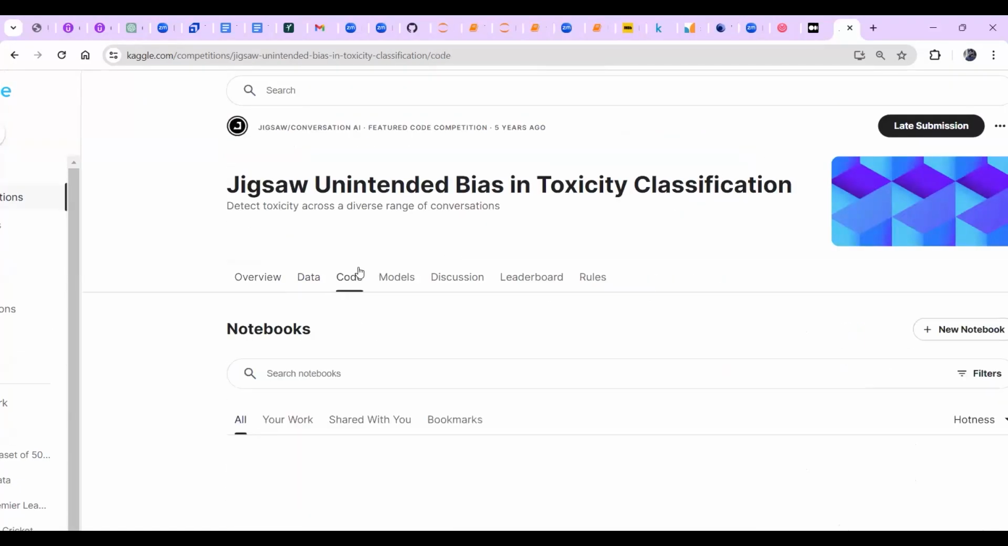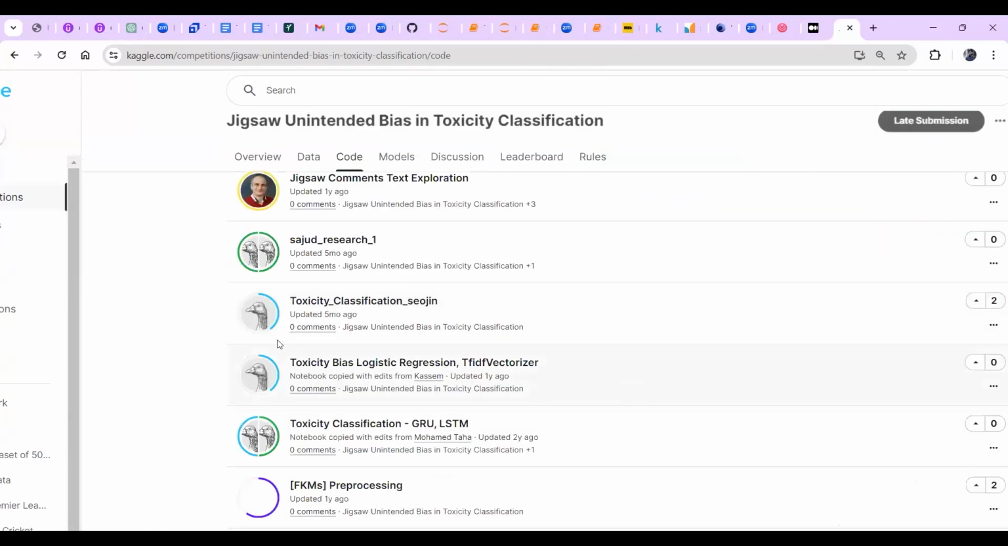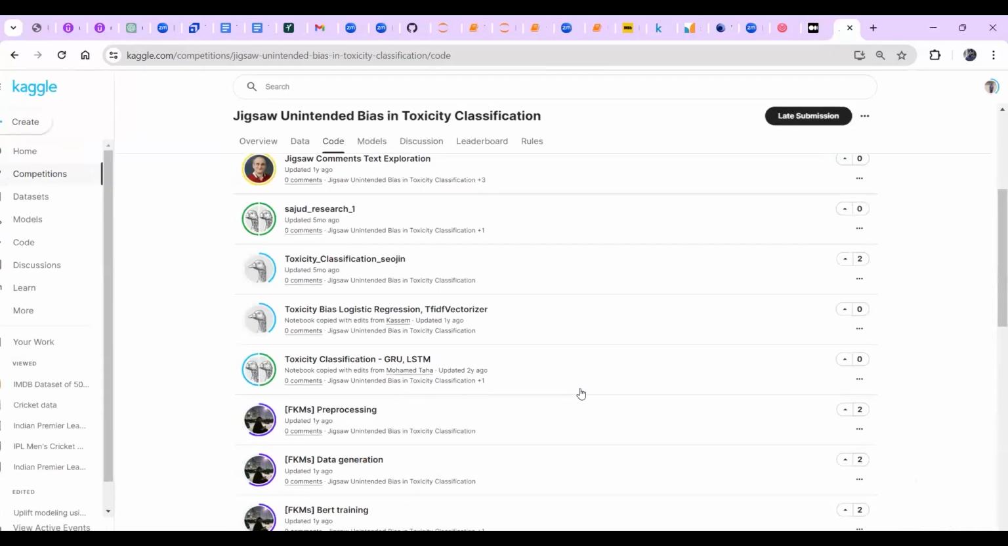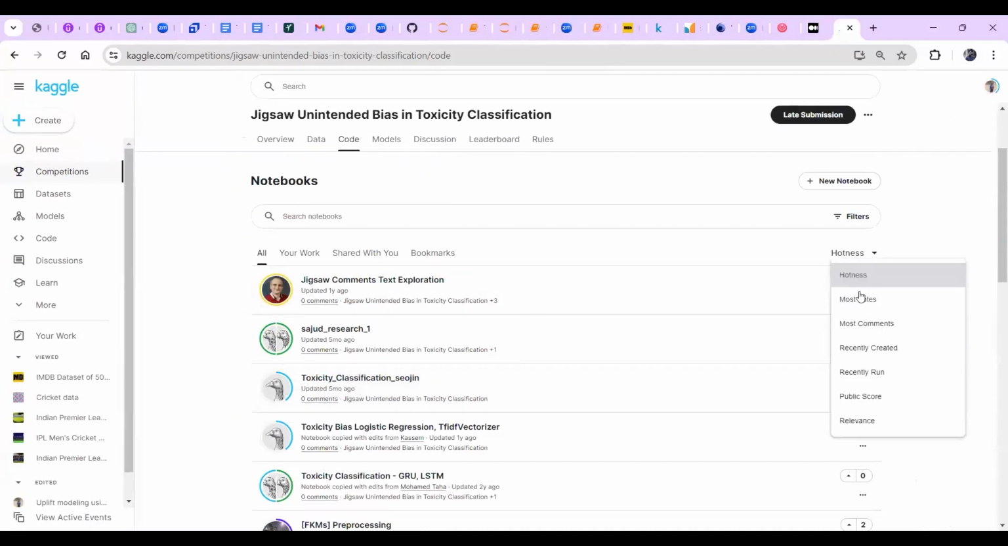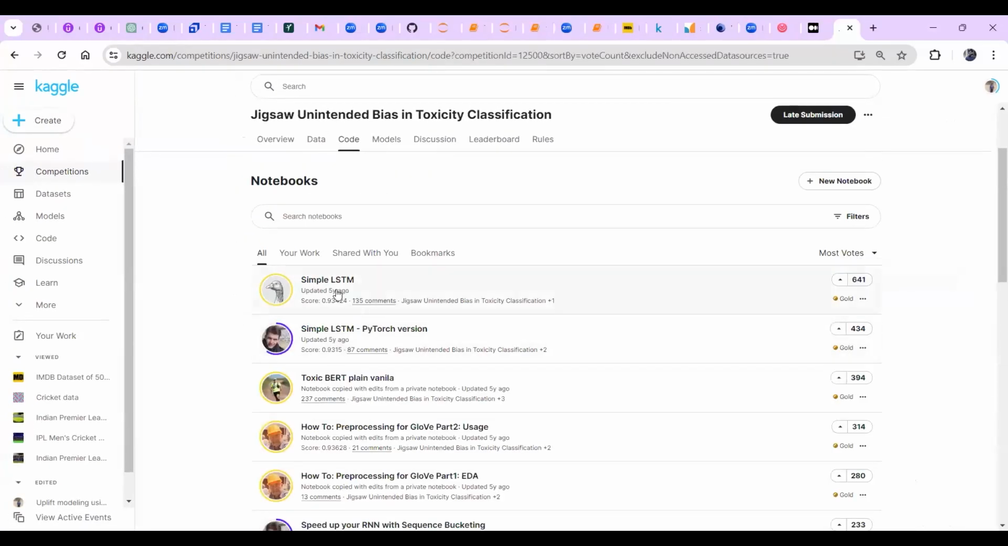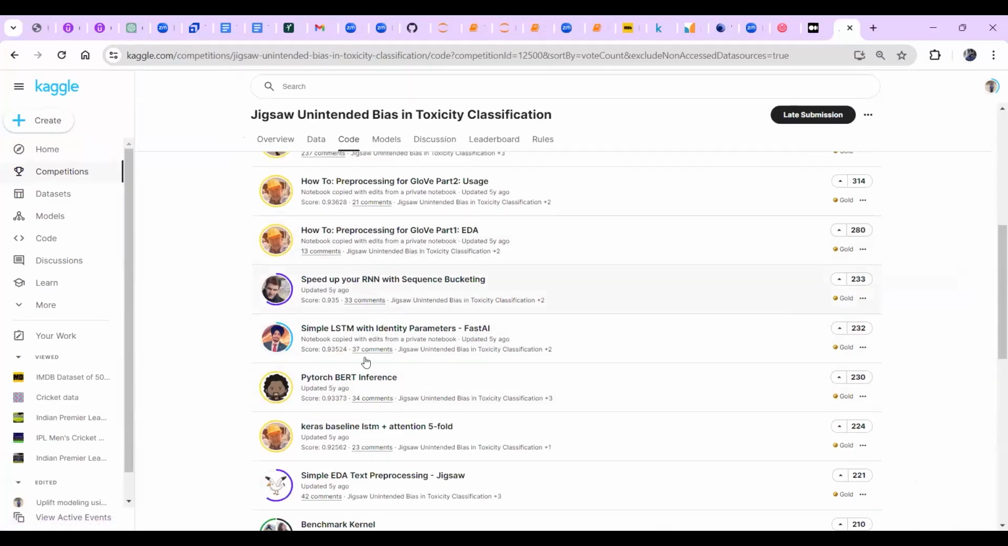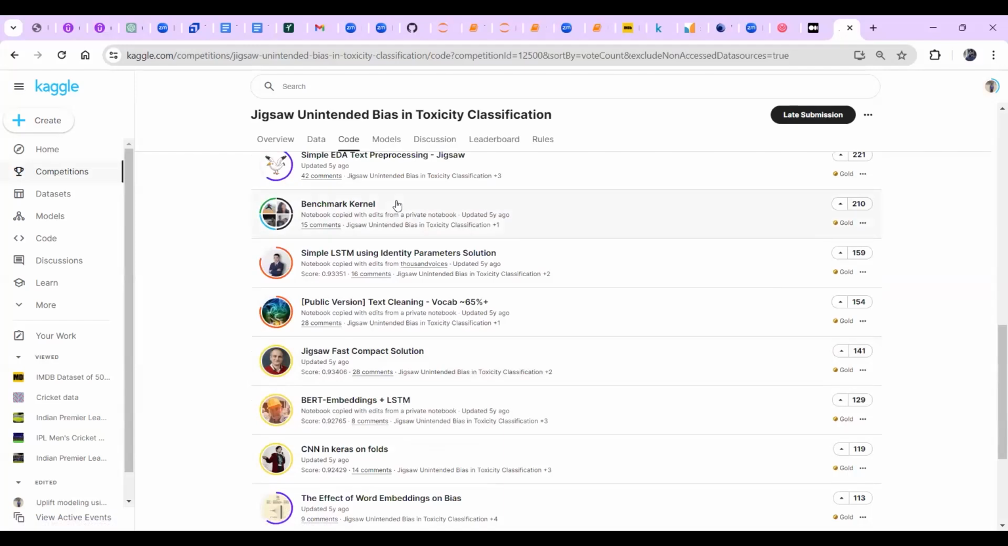If you get stuck, go to the code, see the other person's notebook, just filter it by most votes and pick up this. Like this person has used LSTM, this person has used BERT, and you can check it out.